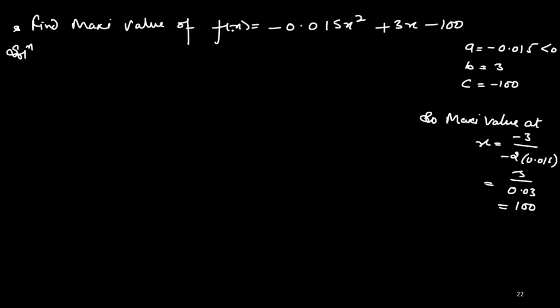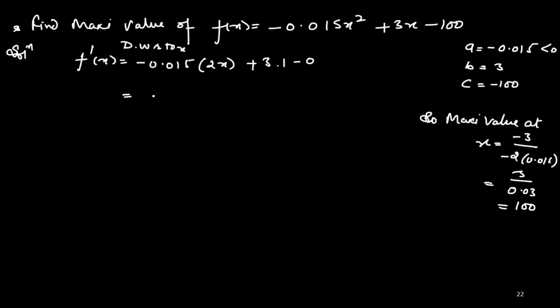Now, how to solve this by calculus? First of all, we find the first derivative. What's the first derivative of this? Differentiate this with respect to x. So when we take the derivative, it is minus 0.015, the derivative of x square is 2x, plus 3 as it is, the derivative of x is 1, and the derivative of 100 is 0.